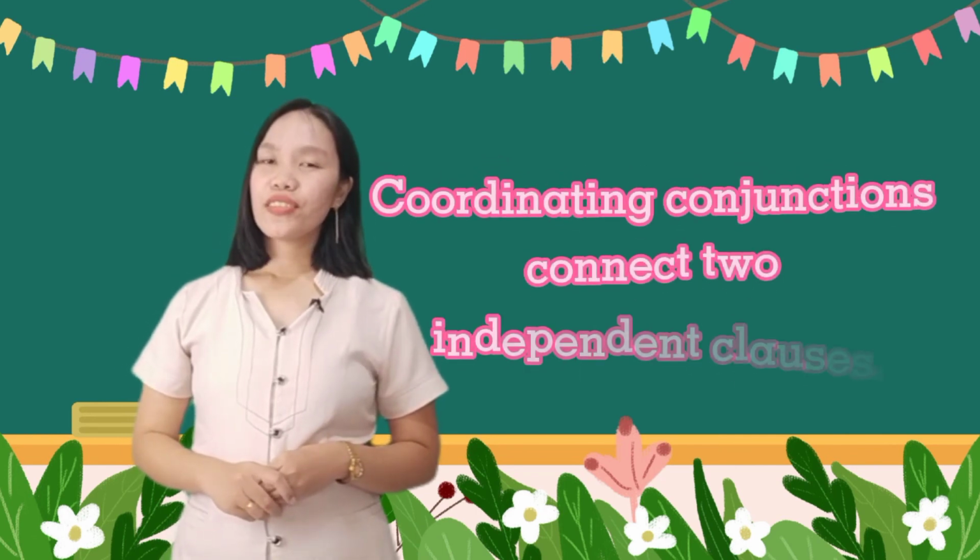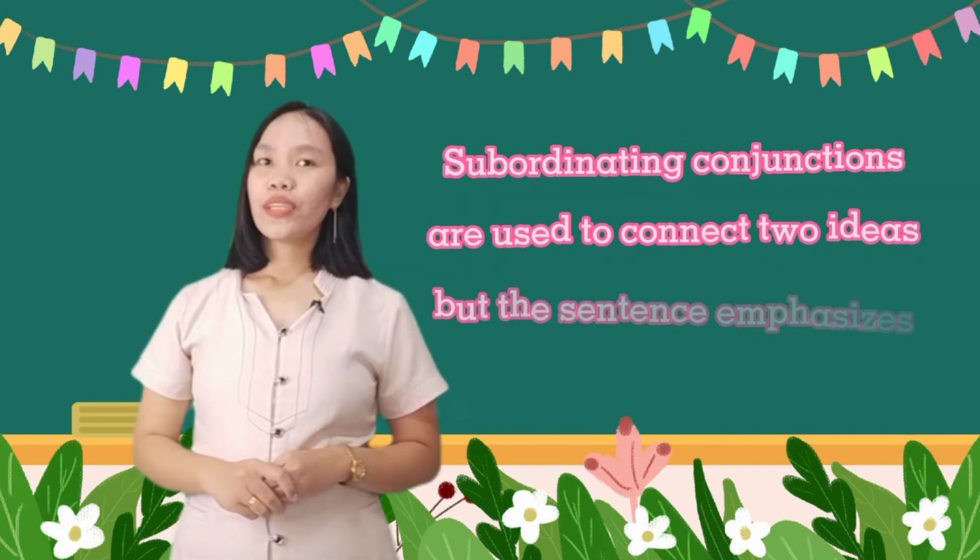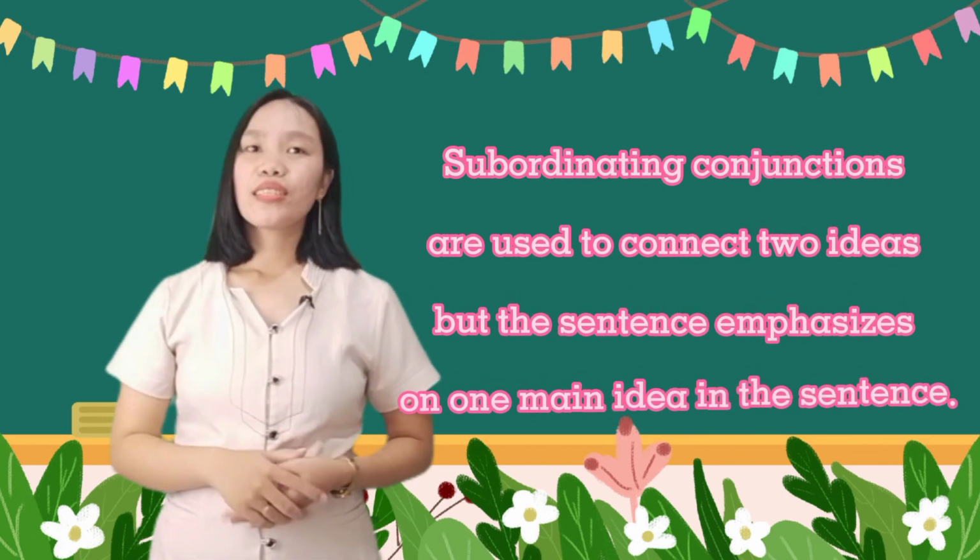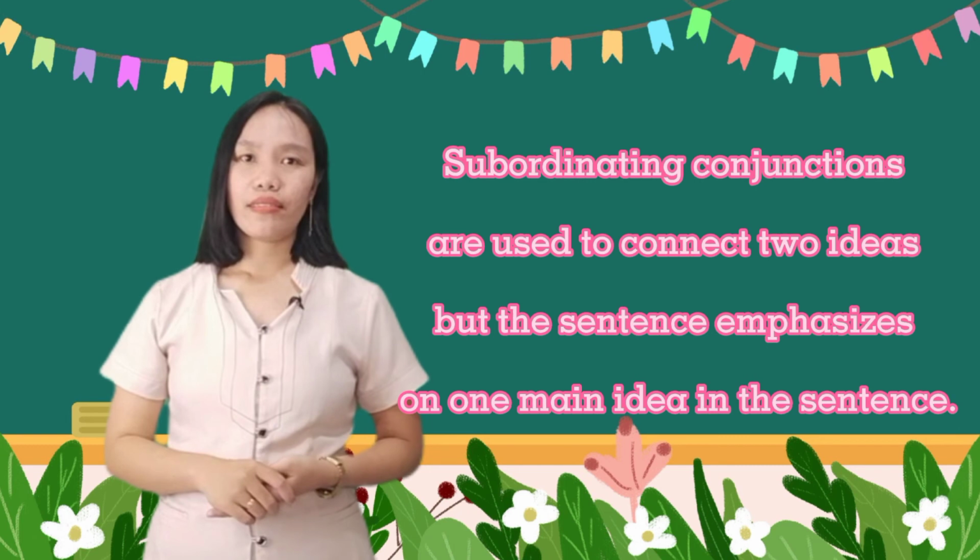The last activity was challenging, but I know that you have tried your best to make your sentences clear and coherent. Just remember that your sentences can be easily understood when coordinating and subordinating conjunctions are properly used. Our lesson is about to end, but before that, let's have a recap of the things we learned today. Today, we learned that coordinating conjunctions connect two independent clauses.